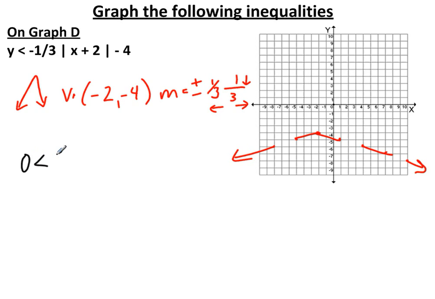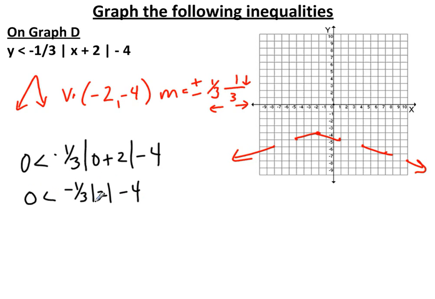I'm going to test 0, 0. So this is why it was really important in one of our earlier sections to be able to evaluate and use our order of operations. So 0 is less than negative 1/3 times the absolute value of 2 minus 4. The absolute value of 2 is 2, so we're going to get negative 2/3 minus 4, which 0 is less than, well, this is just negative 4 2/3, just to make it easy for me.